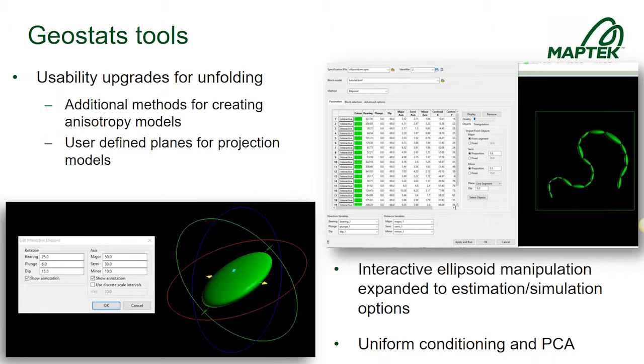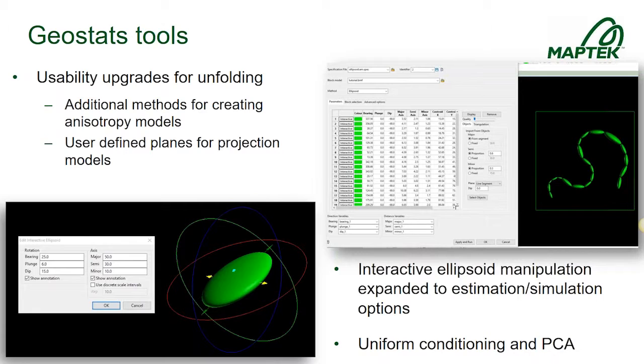Moments of inertia is also another method that's going to be available for those of you that are familiar with that. And you can also just use one surface as opposed to using two. So a number of methods that you can pick between depending on your needs and your deposit. For projection models, instead of being constrained to just project against plan view, you can now specify your own plane and it'll project against that plane.